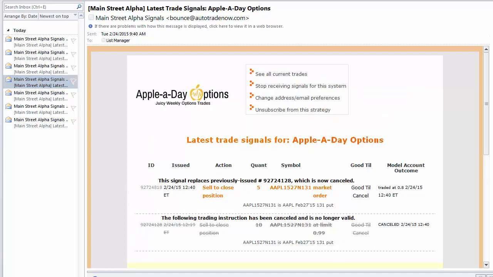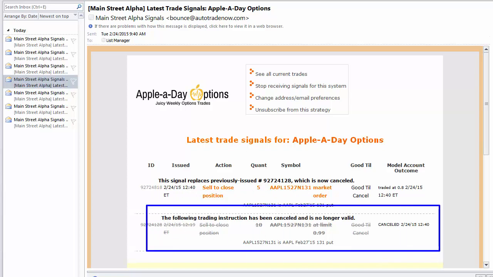So in this particular instance, what happened is it says this signal replaces a previously issued one, which is now canceled. So down here, this was the sell at 99 cents. That's canceled because the system went and sold 5 of them, half of the 10, at 80 cents. Bought at 62, sold at 80 cents. Sell to close 5 at 80 cents. So there's a profit there of about 18 cents from where it purchased, about $70 before commission.